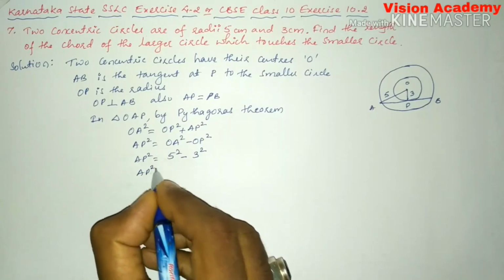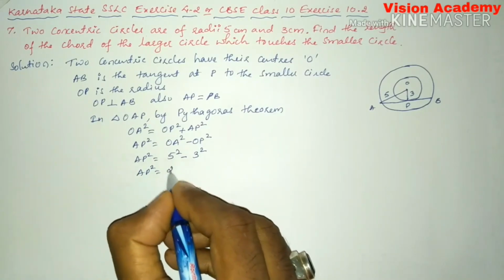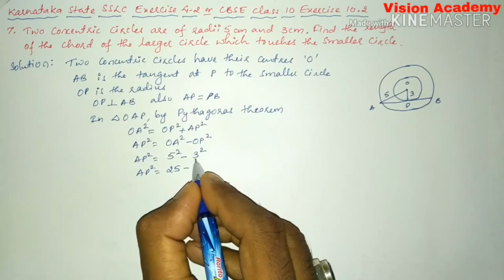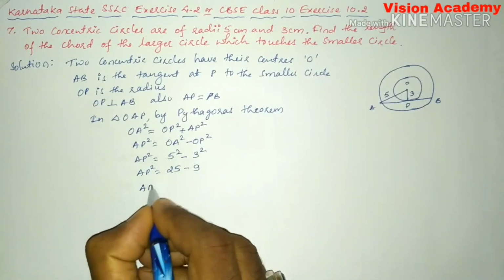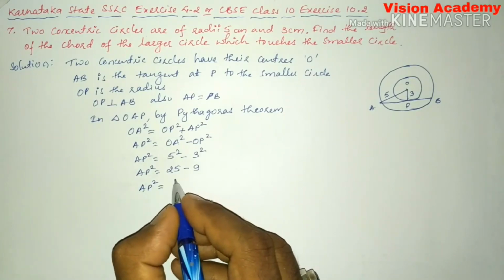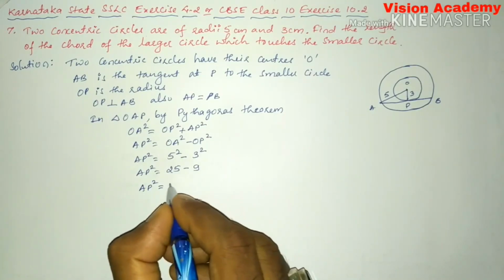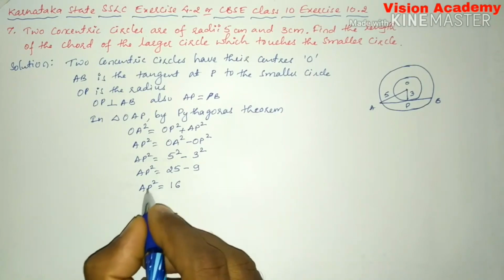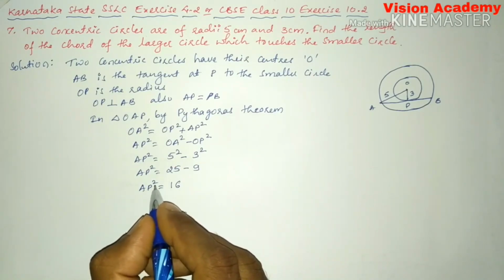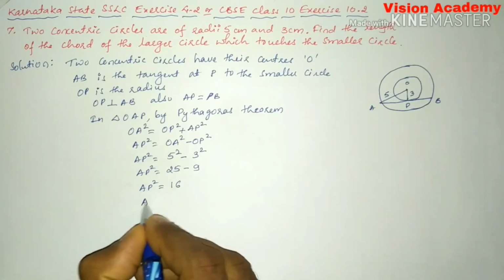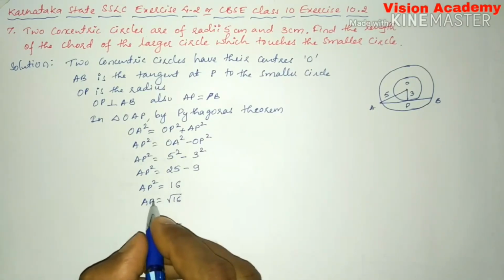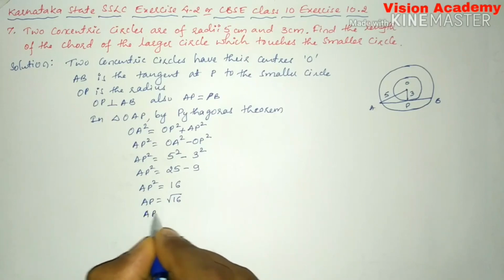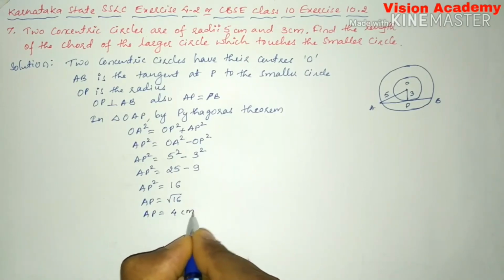Here AP square is equal to 5 square, 5 fives are 25, minus 3 square, 3 threes are 9. Here we'll write AP square is equal to 25 minus 9, which gives us 16. Let us transform this square from LHS to RHS. It will become square root. AP is equal to square root of 16. So 16 is a perfect square of 4. So here AP is equal to 4 centimeter.